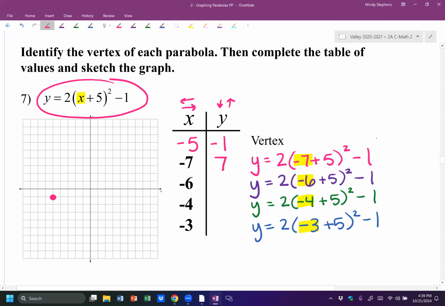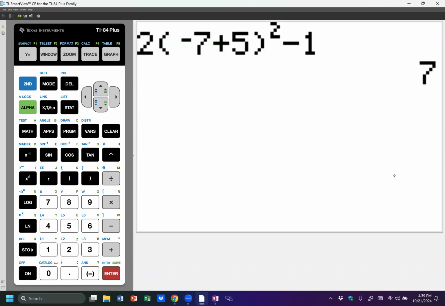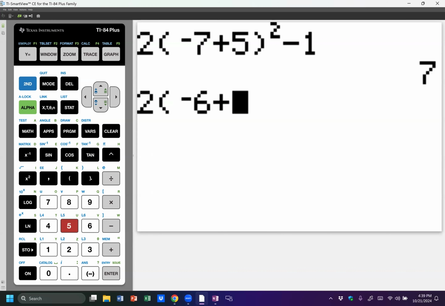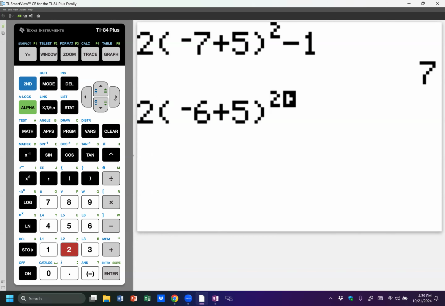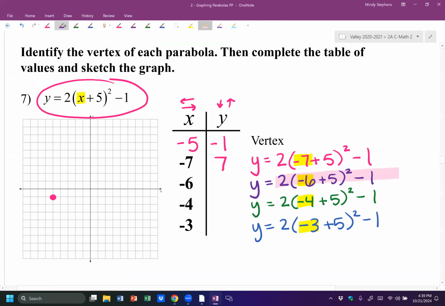So now we're going to move on to the next one. I'm going to take this equation. Oh, I'm going to take it starting at the 2. So this equation right here, I'm going to type it in. So go to your calculator and you're going to type in 2 times (-6 plus 5) squared and then minus 1. Type the whole thing in just like that. And you get a 1. So we're going to write a 1 to go with that -6.